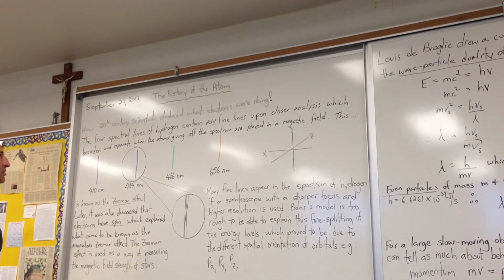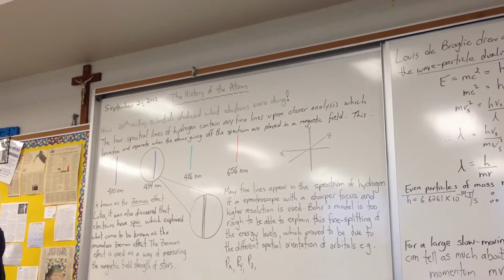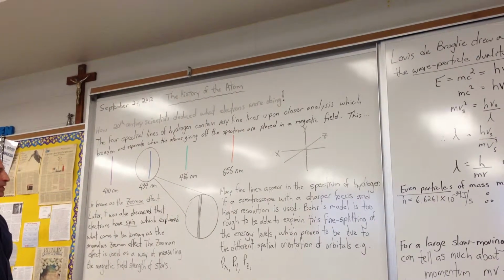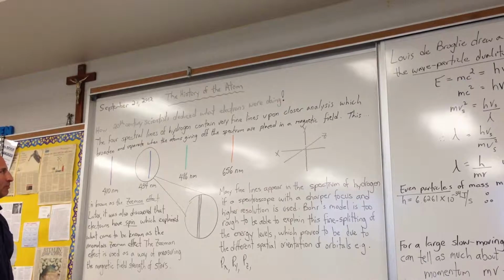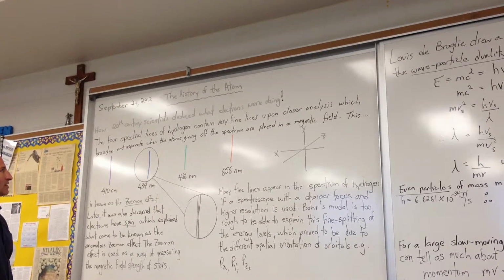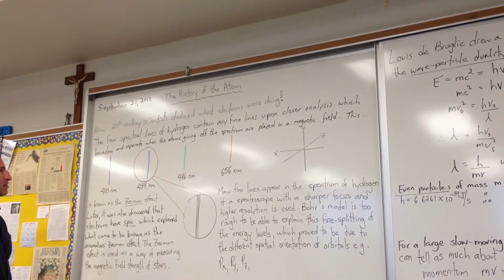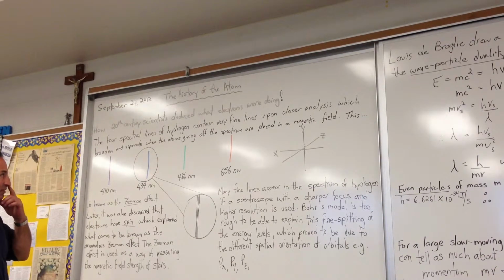Okay, in today's class we're going to continue our exploration of the discovery of the atom and the historical benchmarks. 20th century scientists deduced what the electrons were doing by using spectroscopic data. One of the more important discoveries they made was called the Zeeman Effect.